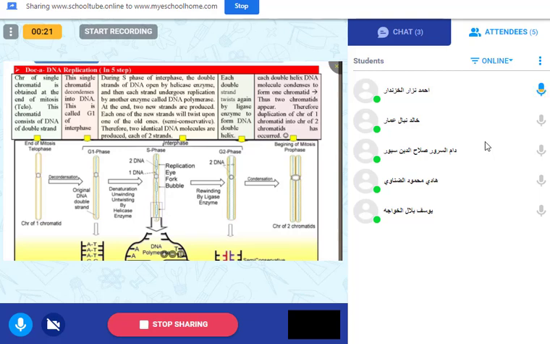Each double strand twists again by ligase enzyme to form DNA double helix. Now you have to twist them back as it is from before to become double helix. Each double helix DNA molecule condensed to form one chromatid. Thus, two chromatids appear. Therefore, duplication of chromosome of one chromatid into chromosome of two chromatids has occurred.